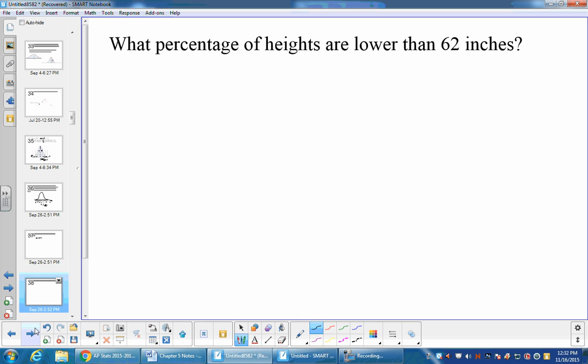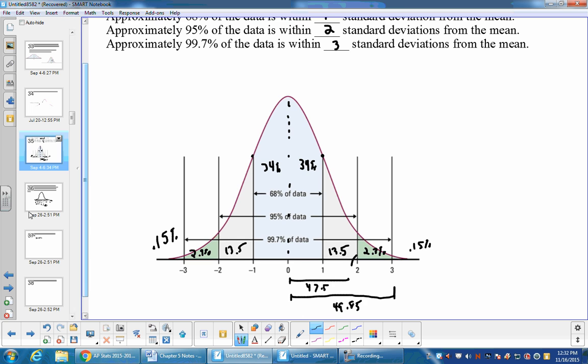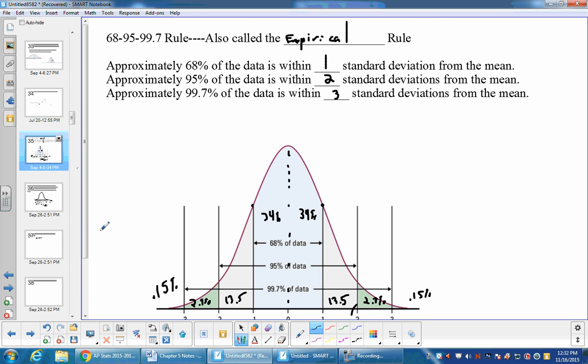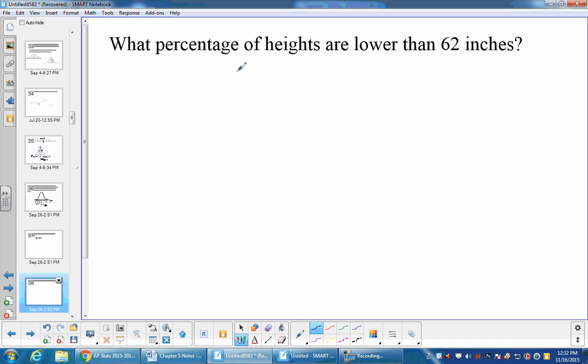So let's do another one. What percentage of the heights are lower than 62 inches? So if I come out here, lower is from here to the left. So I can look at my normal chart. Lower, that's from -1 and to the left. From -1 and to the left, we can just add up these numbers. 13.5 plus 2.3 plus 0.15. It looks like about 16, or mine says 15.95% of the data is less than 62 inches.